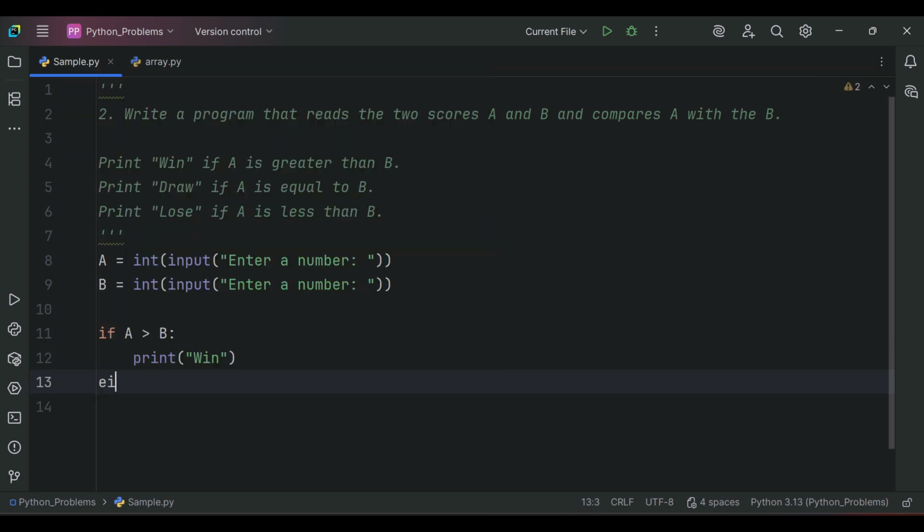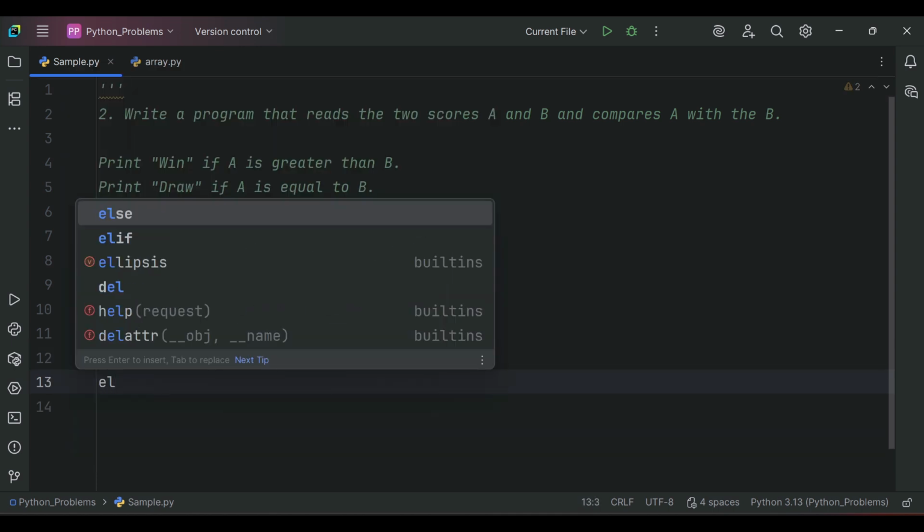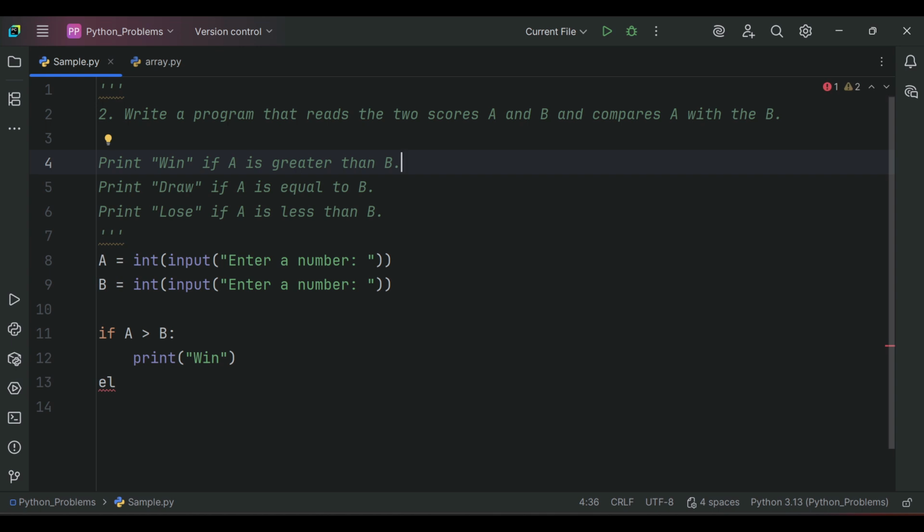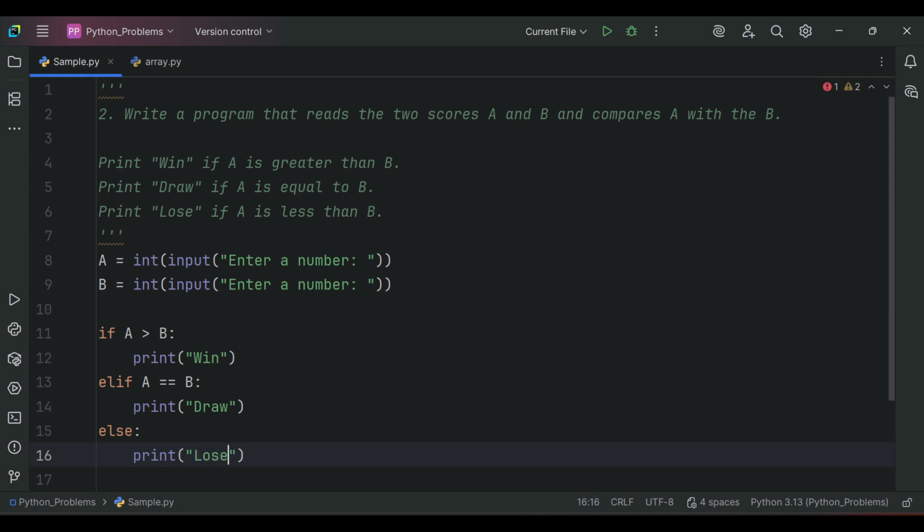Then elif. Why? Because here three conditions are there. When there are more than two conditions, we use nested if, and under nested if you have to use elif. What is the condition? Suppose A is equal to B, print draw. Else, print loss.